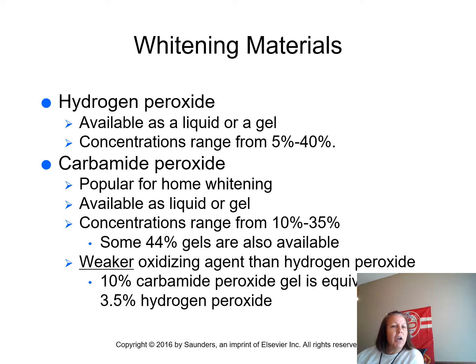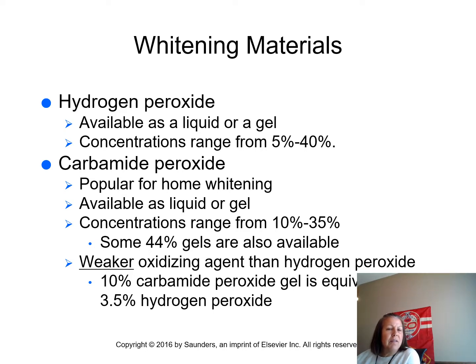Hydrogen peroxide and carbamide peroxide are the two whitening materials typically found in our whitening agents. Hydrogen peroxide is what the in-office bleaching agents contain. It is a little bit stronger oxidizing agent than the carbamide peroxide. It is available in a liquid or a gel, and it has concentrations ranging from 5 to 40%, where carbamide peroxide is more popular for home whitening. Also available in a liquid or a gel in concentrations from 10 to 35.